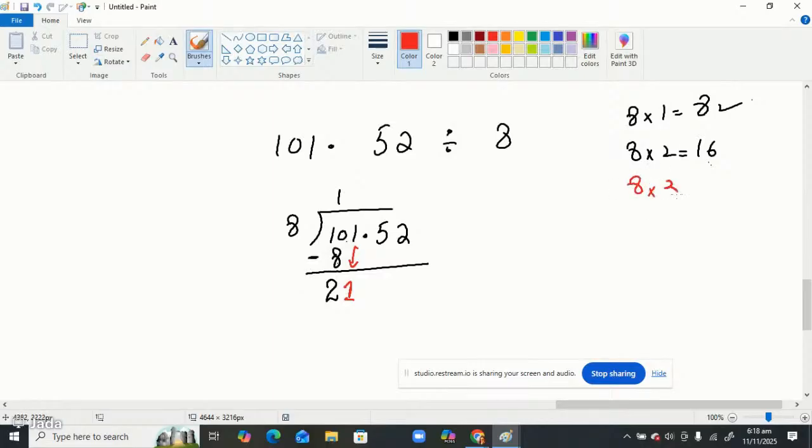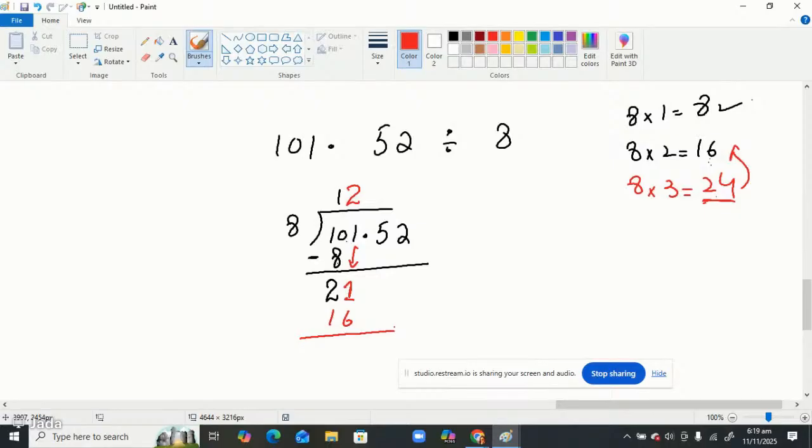Let's write more of the table. 8 times 3 is 24. So this is again bigger. So we go with the smaller one, that is 16. We are not going to move with the even smaller one. We're just going to move basically to the bigger and then the smaller number. So 8 times 3 is 24, which is bigger. So we are going with 8 times 2 is 16.